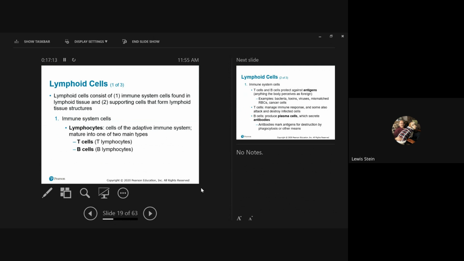And B cells, and the B stands for bone marrow, are really important too, because anytime your body has to make antibodies, B cells. So T for thymus, B typically for bone marrow, but if you use the B and think antibody, that's where they're coming from.